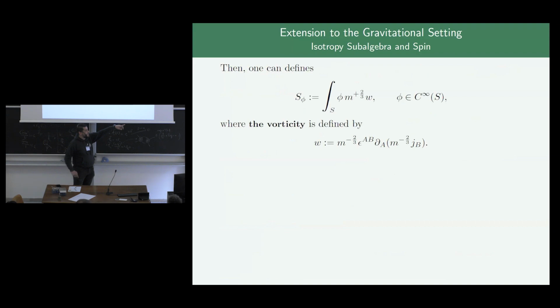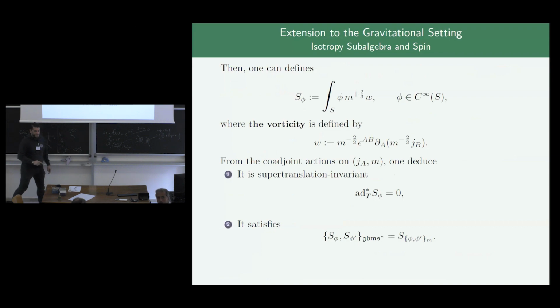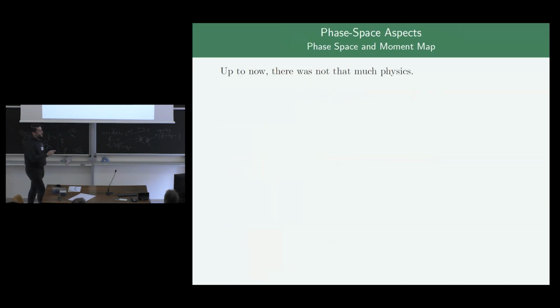This is a spin. We can define this quantity as phi, through this quantity called vorticity, and then you can show that it's supertranslation invariant, and it also satisfies this algebra, which is the right algebra, because we need to have this rescaled bracket. So this satisfies the two conditions for the definition of the spin. So it's a definition of the spin according to our definition, I mean, the usual definition. Okay, so now we move to phase space.